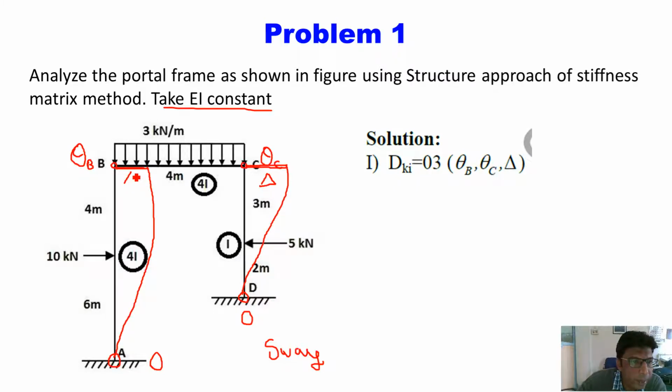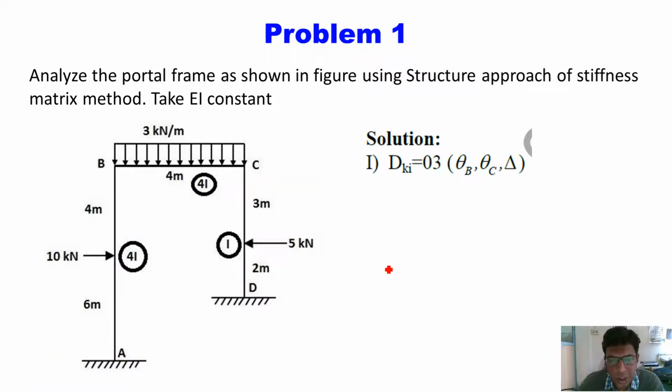It is the same at the top of both columns, meaning delta B and delta C are always the same. So it is denoted by a common kinematic unknown, and that is delta. So finally, the total kinematic unknowns in the given portal frame are theta B, theta C, and lateral sway or lateral displacement, that is delta. So the kinematic unknown DK is equal to 3: theta B, theta C, and delta. This is the very first step in the solution of a portal frame using the stiffness matrix method.